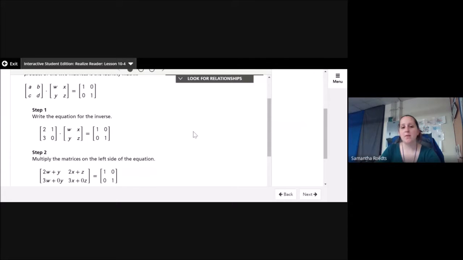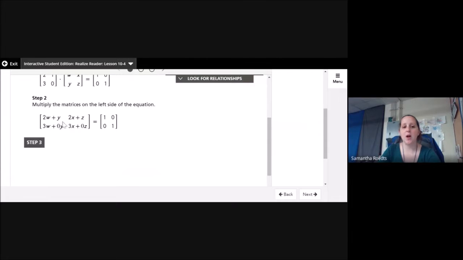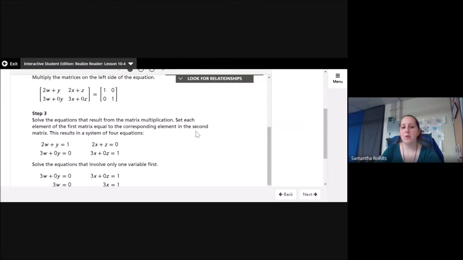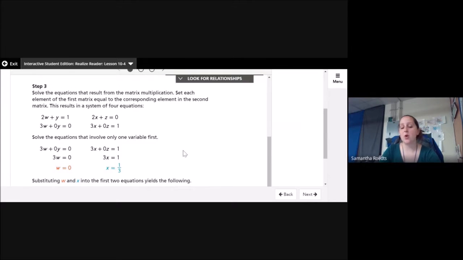I multiply the matrices on the left side of the equation, so I get 2W plus Y, 2X plus Z, 3W plus 0Y, and 3X plus 0Z, which equals [1, 0; 0, 1]. Solve the equations that result from the matrix multiplication. Set each element of the first matrix equal to the corresponding element in the second matrix. This results in a system of 4 equations. 2W plus Y equals 1, 3W plus 0Y equals 0, 2X plus Z equals 0, and 3X plus 0Z equals 1.